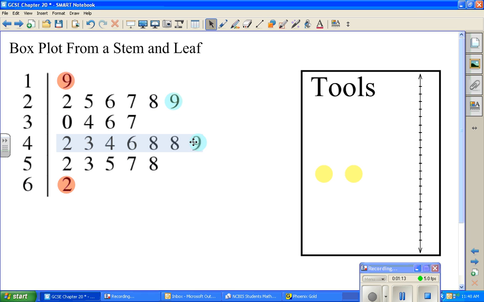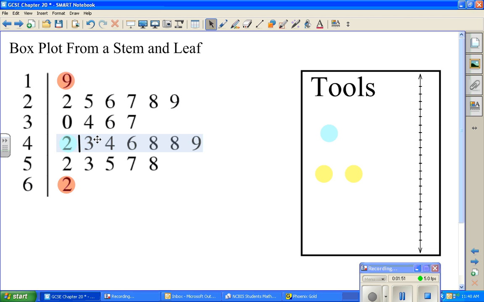9 and 9, 8 and 0, 8 and 4, 6 and 6, and we're getting closer, 4 and 7, and 3 and 2. And so we can see that in fact the median will lie in between these two, so therefore at 42.5.